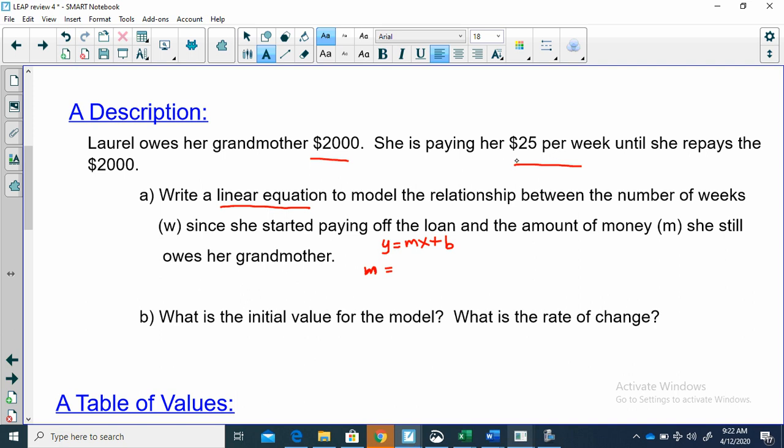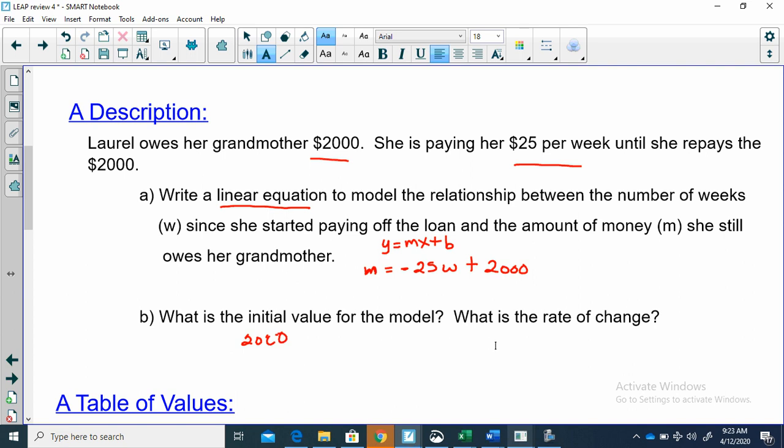She's paying her $25 a week. We're talking about the amount of money she still owes, so she's going down $25 each week. W is the number of weeks, plus our b, that's where she started, $2,000. She starts at $2,000, she's going down $25 per week. You can put in the number of weeks to figure out the amount of money she still owes. What's the initial value for the model? It's 2,000. That's where she's starting.